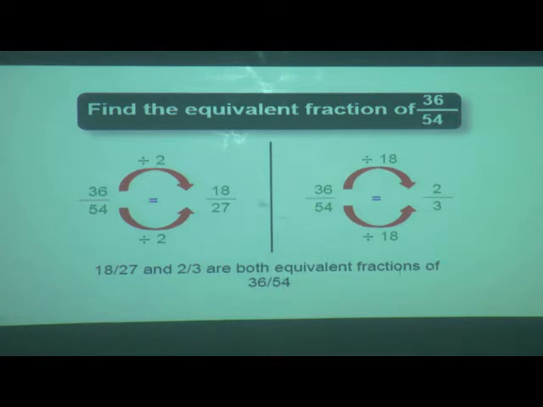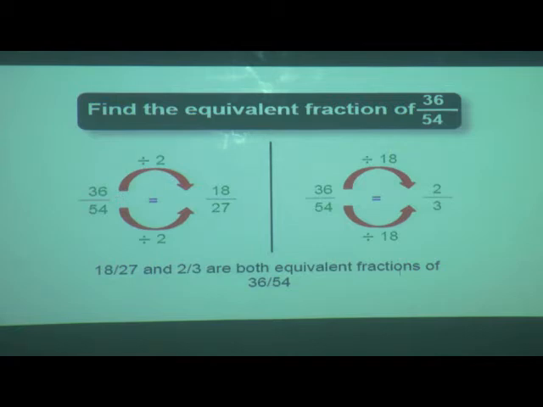I told you here we can reduce by 3 also. You can divide it by 3 and you can find one more fraction which will be equivalent to 36 upon 54. I think you understood how we are doing the reduction, or how we divide the fraction and make it into a very simple form.